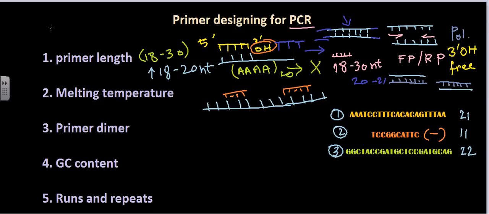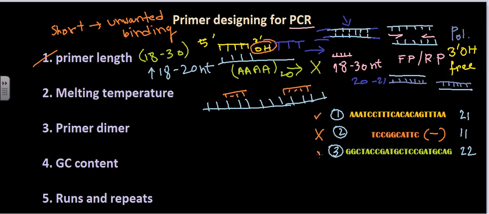So when you choose a short primer, it gives you unwanted binding. You need to take care of this, so you shouldn't take short primers, right? So this is the first criterion. Using this criterion, we can tell the second primer is not good. So it's one cross there, and this one is good, this one is also good, using this particular criterion.